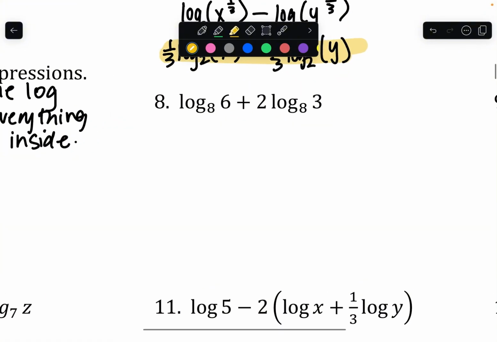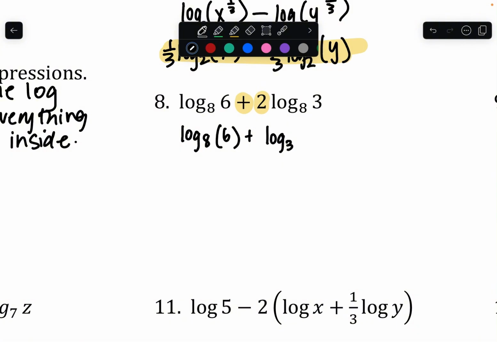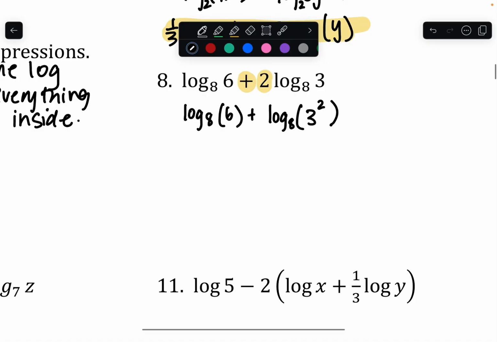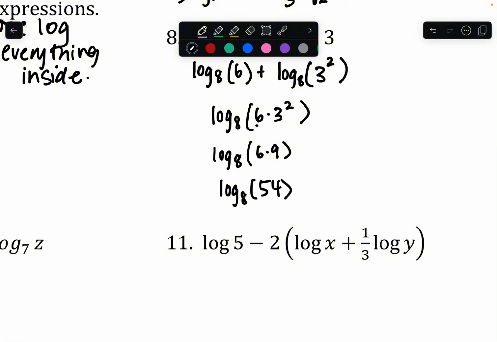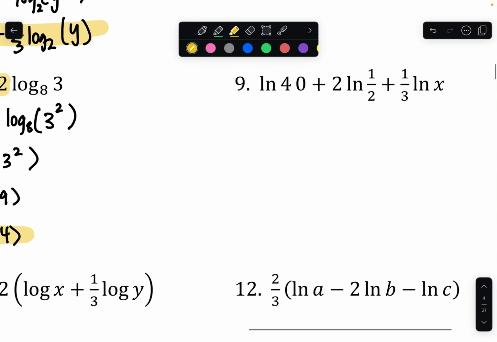Okay, here we are adding, and we also have a 2 as a multiplier. So before I do anything, I'm going to go ahead and move that 2 inside the log. Everything needs to go inside the log. So that 2 is the exponent. Okay, and so now that addition is going to turn into multiplication inside the log. And because these are just numbers, we do want to go ahead and simplify that. So that's going to be 6 times 9, which we know is 54. So your final answer would be log base 8 of 54.